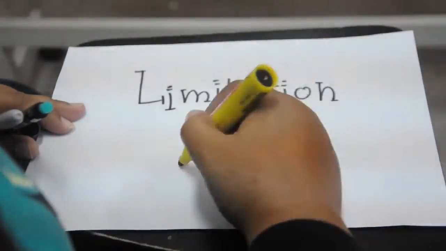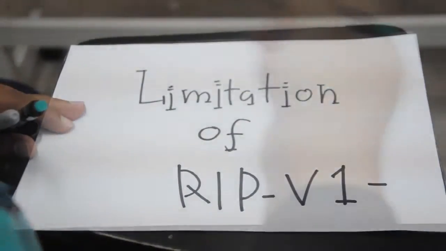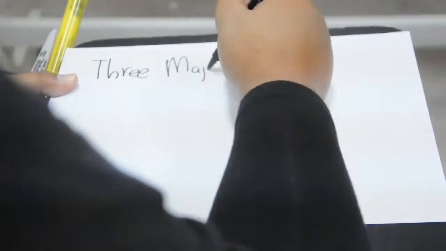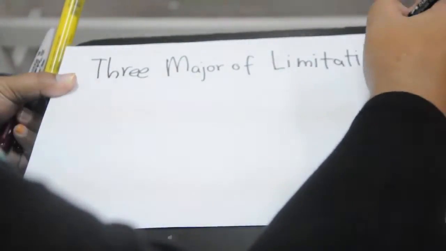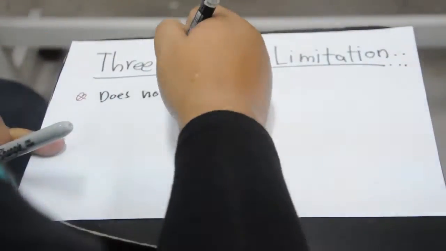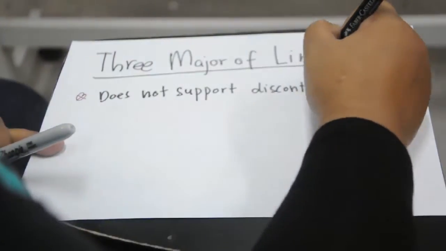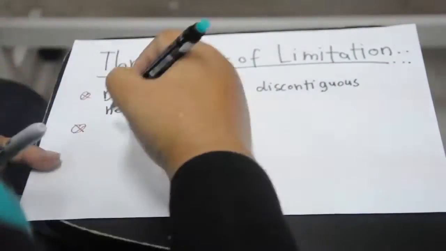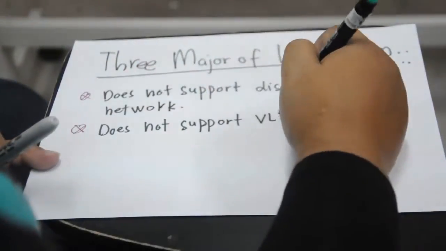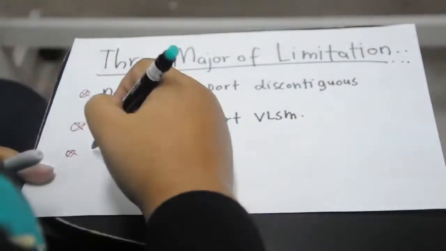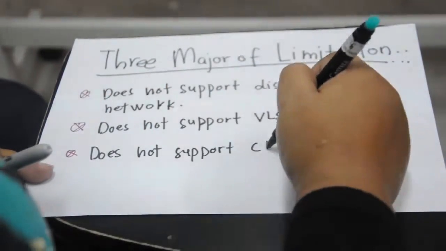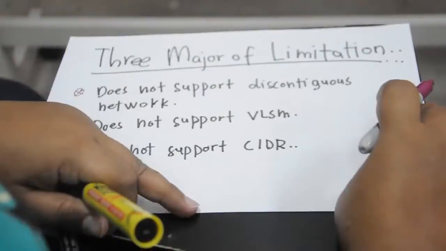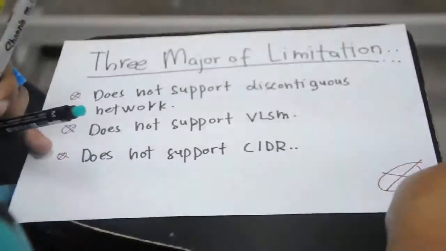Limitations of RIP version 1. It does not support discontiguous networks. It does not support VLSM. It does not support CIDR.